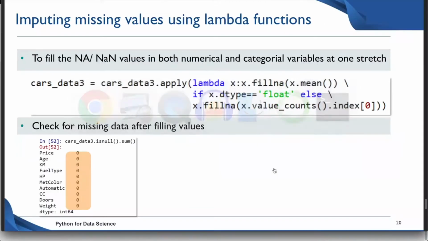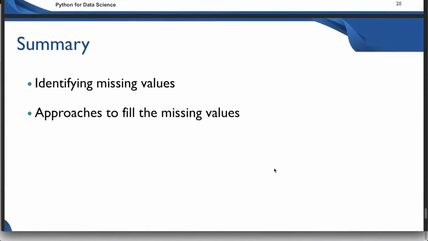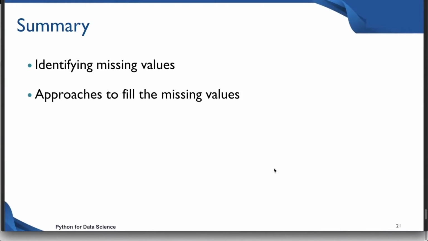So this is how you do it with the lambda functions. So you can do it in one stretch. So what is the summary of this lecture? What we have done is identified the missing values in a particular data frame. Then we have found out the different approaches to fill the missing values for different types of columns.